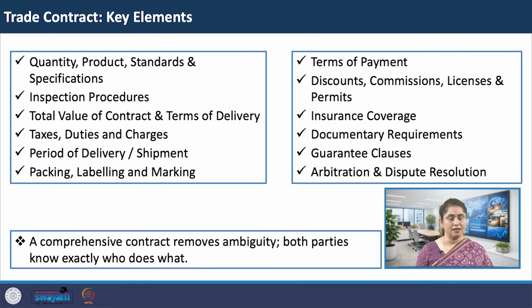Bill of lading, certificate of origin, commercial invoice, etc. And guarantee clause: what happens if goods are defective upon arrival? And the last but not least is the arbitration and dispute resolution. If a dispute arises, how is it settled? Which country's court has jurisdiction?